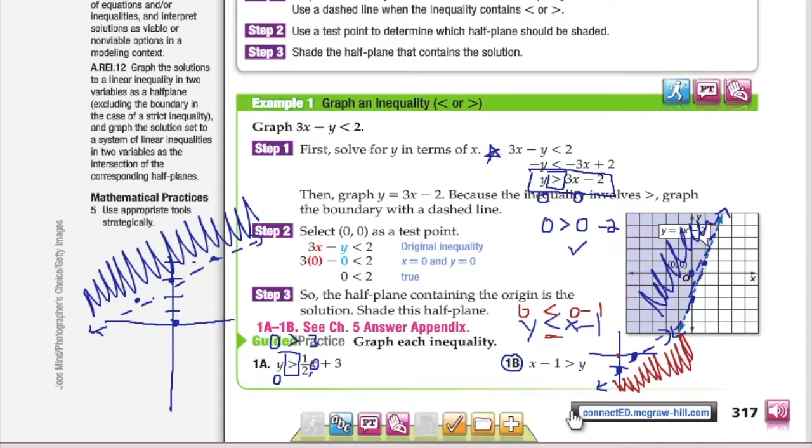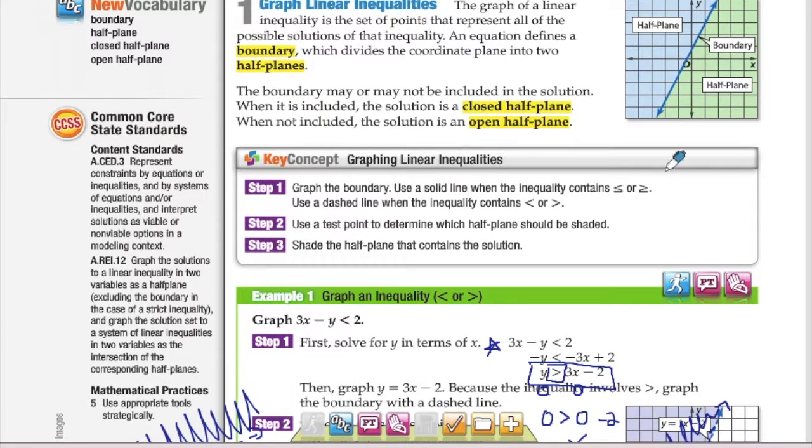So just to review, when you're graphing linear inequalities, first of all, you're going to graph that boundary line, connect it with a dashed line or a solid line. Then you're going to do a test point to see which half section or half plane should be shaded, and then shade that part of the graph to indicate the solution.